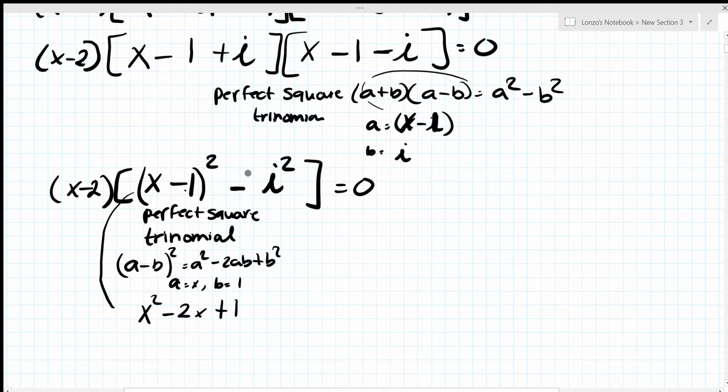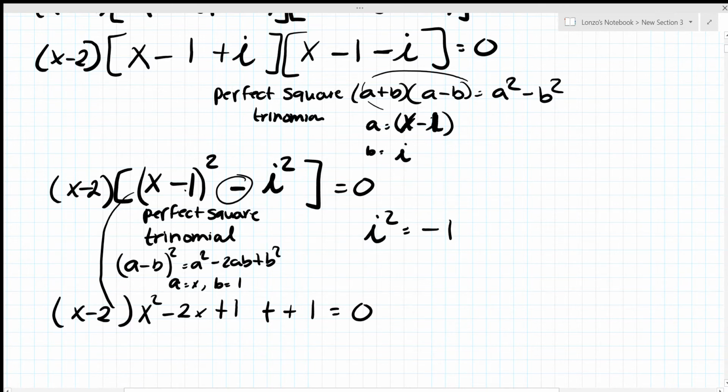Okay, so now we have a minus i squared. If you recall, i squared is technically negative 1, but there's an extra minus, so it's going to be a minus minus 1. So that's technically two negatives becomes a positive. This becomes a 0, and then don't forget the x minus 2. Never forget about that. So let's clean this up. So this is going to be x squared minus 2x, and then 1 plus 1 is positive 2.